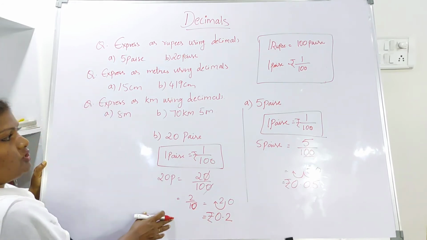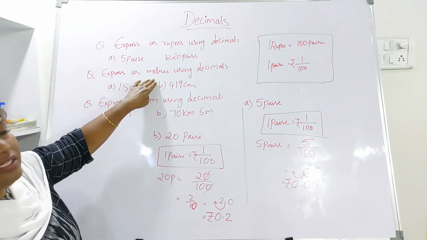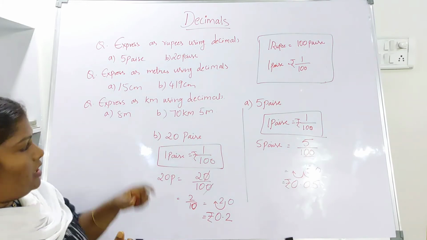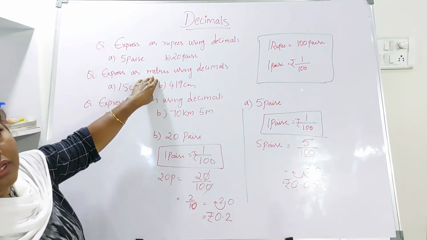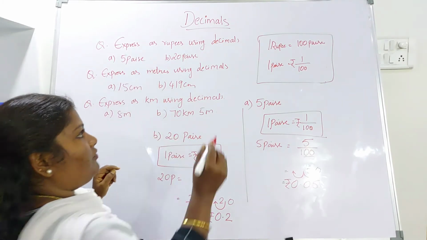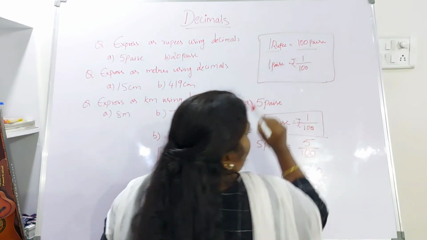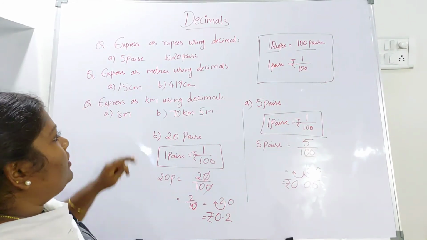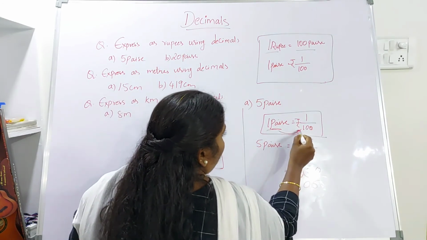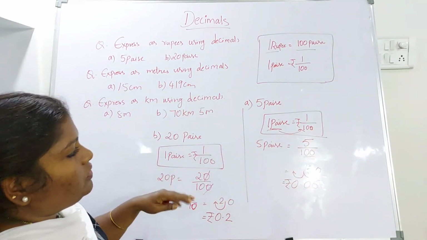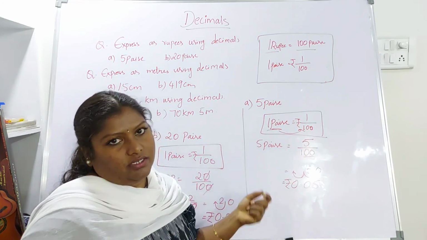So hope you have understood. So let me explain the express as meters using decimals. Now here it is given in centimeter. You need to convert into meters. Now do remember, if they have given a higher quantity and asking you to convert into lower quantity, you need to multiply. But here they have given in lower quantity and asking you to convert in higher quantity. So whenever it is higher quantity, if you want to convert, you need to divide it.